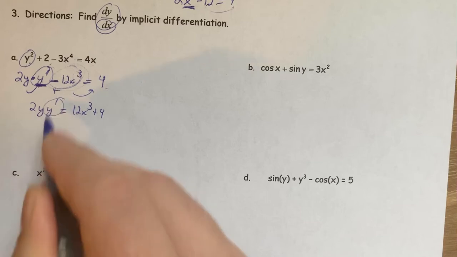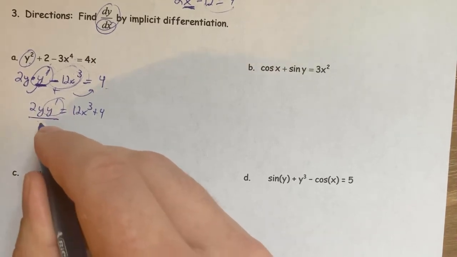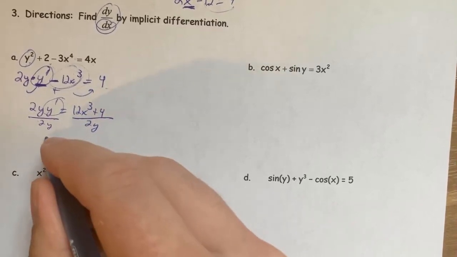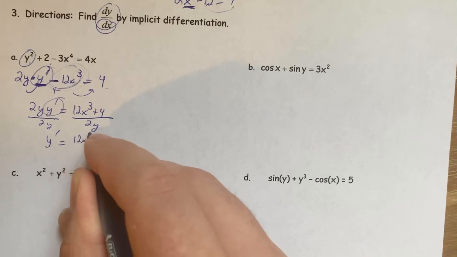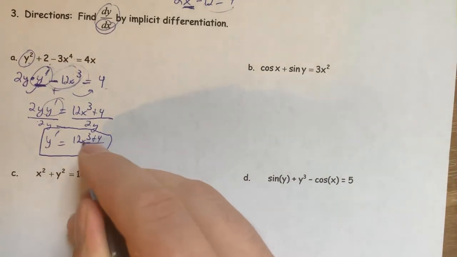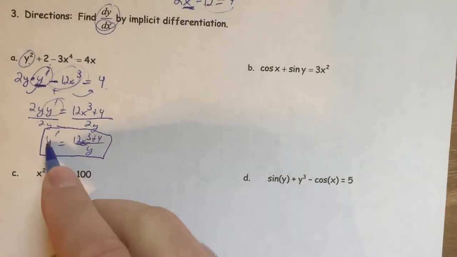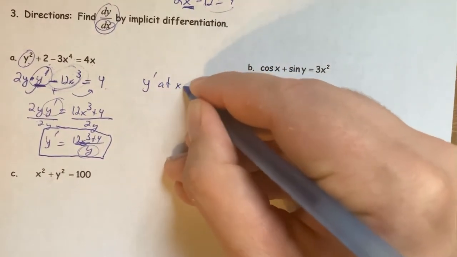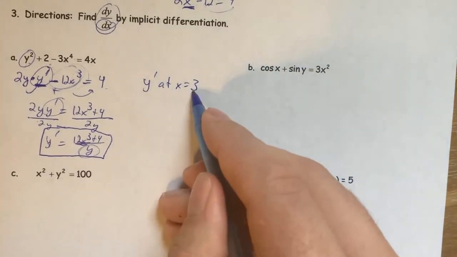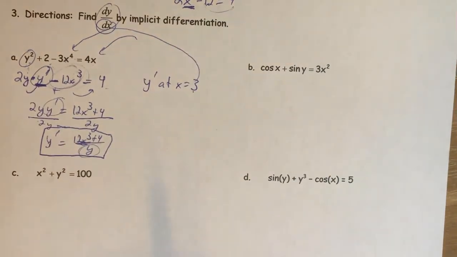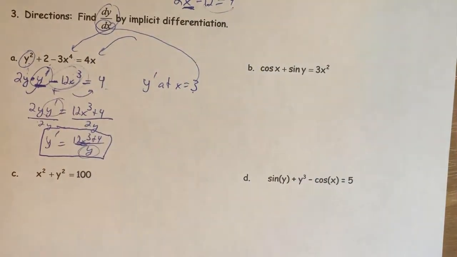And then to get this by itself, we need to divide by 2y, making sure we divide the whole side. And we'll get y prime equals 12x cubed plus 4 over 2y. And that's it. That's how we leave it. We leave it like that because it's a formula for y prime. Now notice it has y in it. So if I wanted to find y prime at x equals 3, I would need to not just plug in x, but use x to go back into the original equation to find what y could be. And sometimes there's more than one answer. Like when you take the square root of both sides and it's positive or negative, you might end up with more than one slope that's possible.